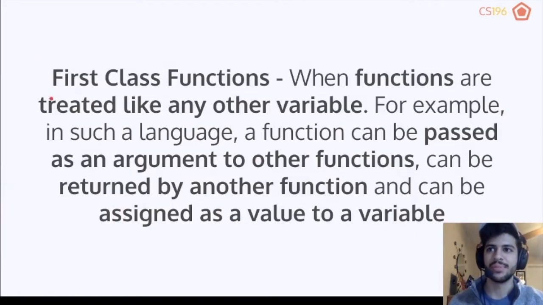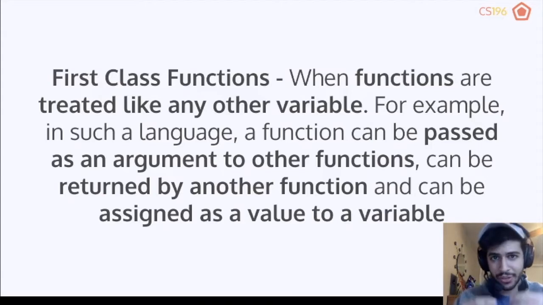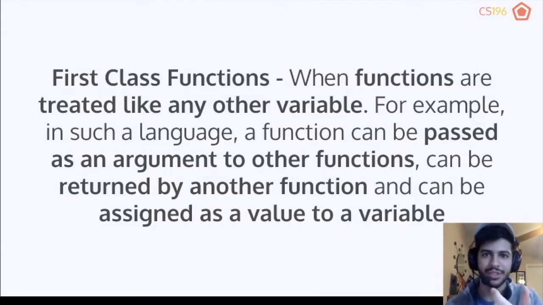So here are some examples. In a language with first-class functions, a function can be passed as an argument to other functions, it can be returned by another function, and it can even be assigned as a value to a variable. This can be kind of hard to wrap your mind around because it's almost like nothing you've ever seen before. The idea of being able to treat a function like it's an integer or a string. You can pass it to functions, you can return it as a normal value, you can assign it to a variable, whatever it is. This is a little bit hard to wrap your mind around at first, but we'll go through some examples and demonstrate why first-class functions can be so powerful.